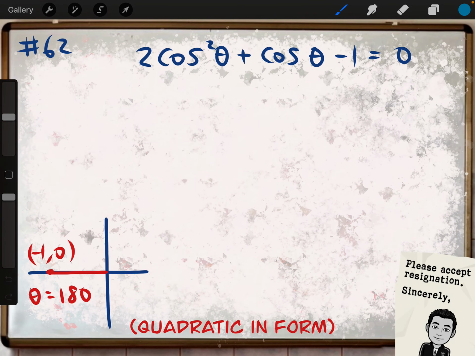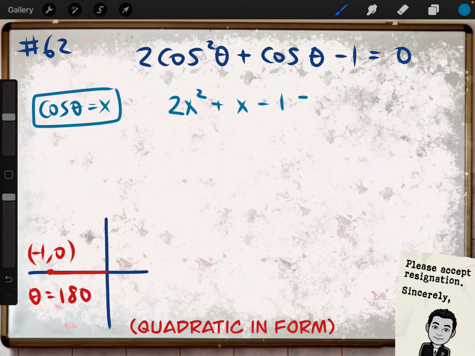Okay, so now let's look at number 62. This time we're going to be talking about quadratic in form, because if you look at this, it does look like a quadratic equation. What I'm going to show you is a method. We know that cosine theta is basically x, so I'm going to sub in x to show you that this looks like a quadratic equation. I'm going to rewrite that as 2x squared plus x minus 1 equals 0, where x is cosine theta.